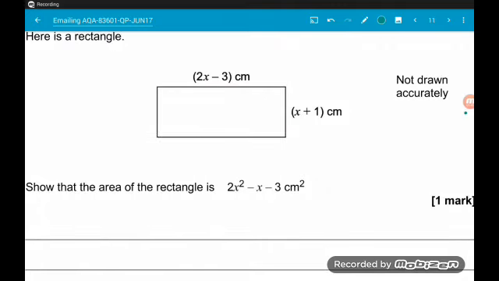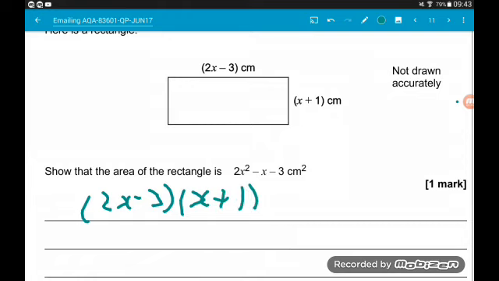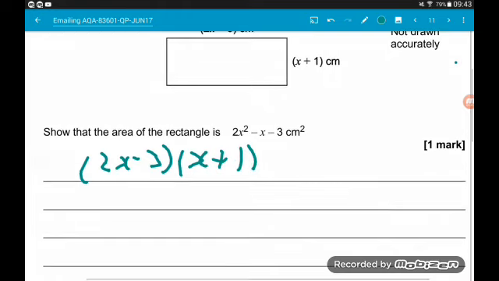Okay, question 9, we've got this rectangle with the lengths 2x minus 3 and x plus 1. We want to show that the area of this rectangle is 2x squared minus x minus 3. So it's a quadratic expansion. We want to do 2x minus 3 times x plus 1. Use whatever method you like to do that.